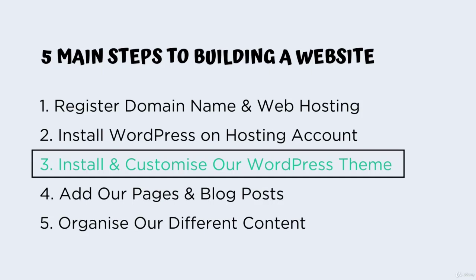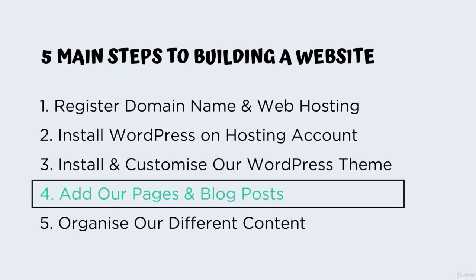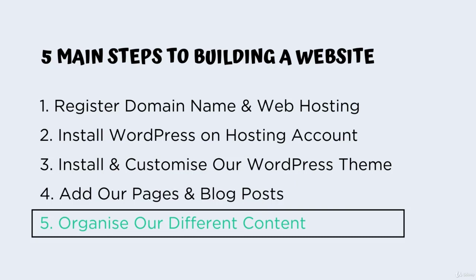Then once we install and customize our theme, we're going to move on to step 4, which is adding our different pages and blog posts which we saw at the start. So that's things like our About page and Contact page, and the blog posts that appear on our home page. And then the fifth and final step is organizing our content, which we'll do by creating a custom navigation menu and changing the sidebar on the right hand side.